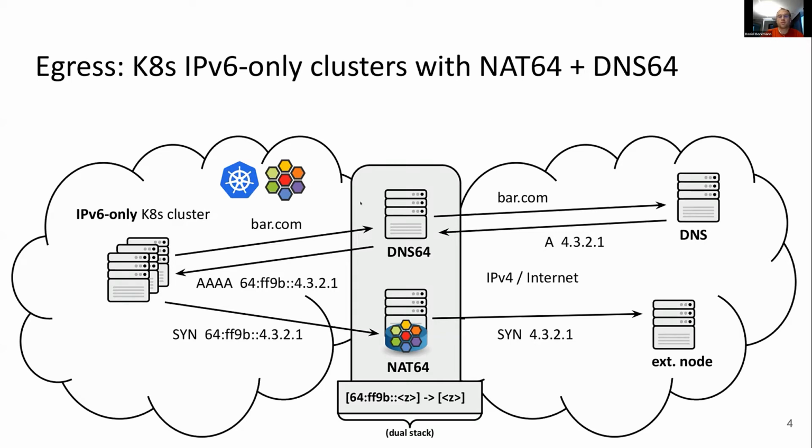So then, of course, the question is, if a given node from the Kubernetes cluster wants to talk to an IPv4 address in the outside world, how does it get there? And it can get there by doing DNS requests. So if it tries to connect to, let's say, bar.com, then there's a DNS64 proxy here.